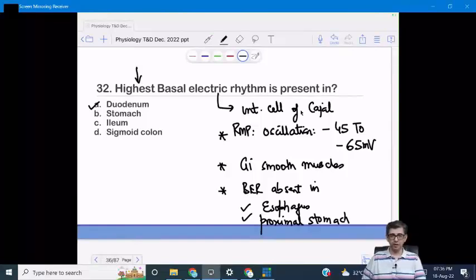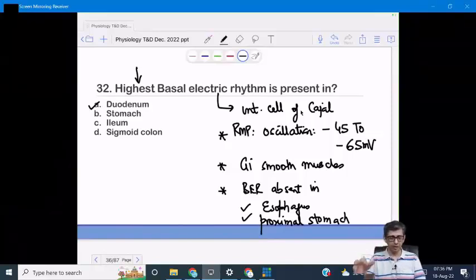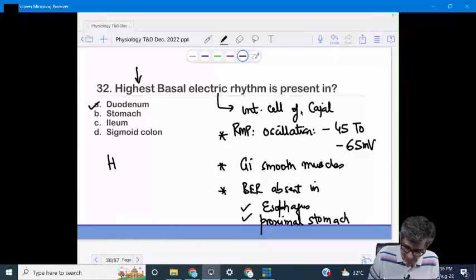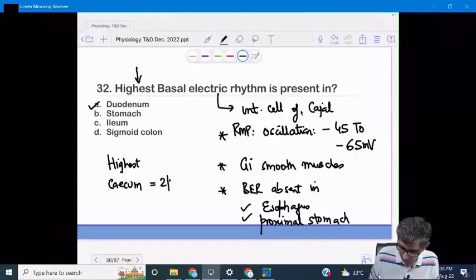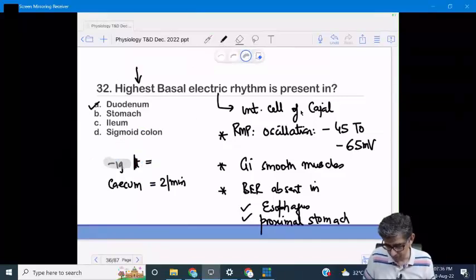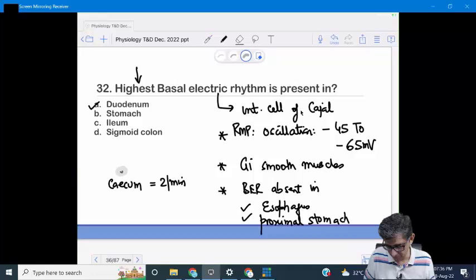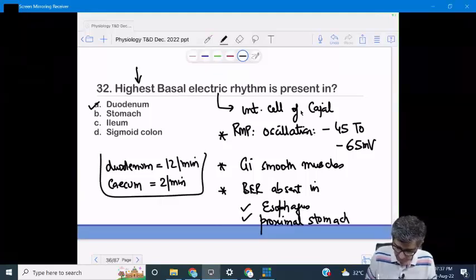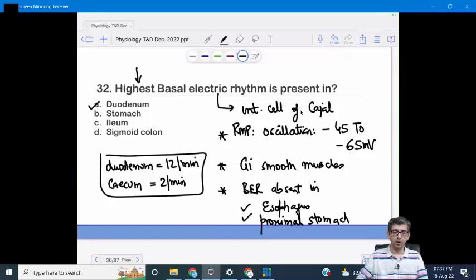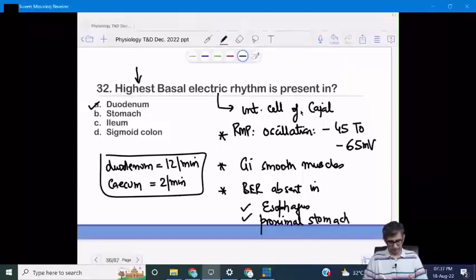Small intestine's basal motility will always be there. And if they ask the least among these, what will you answer? It may not be given in the options, but anyway, which will be the least? Cecum, yes. Cecum would be least, that is 2 per minute. Duodenum will be the highest, that is 12 per minute. Answer to 32 is option number A. Yes, you're right, Karan, Malcolm. I think you guys answered that correctly.